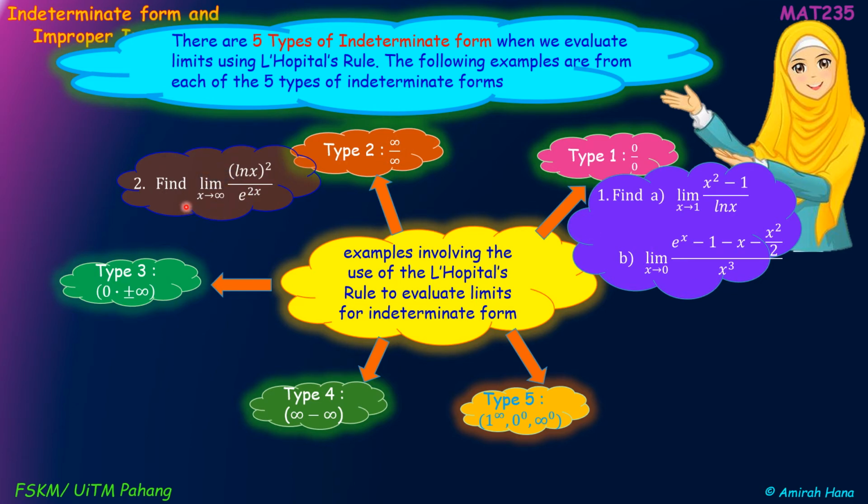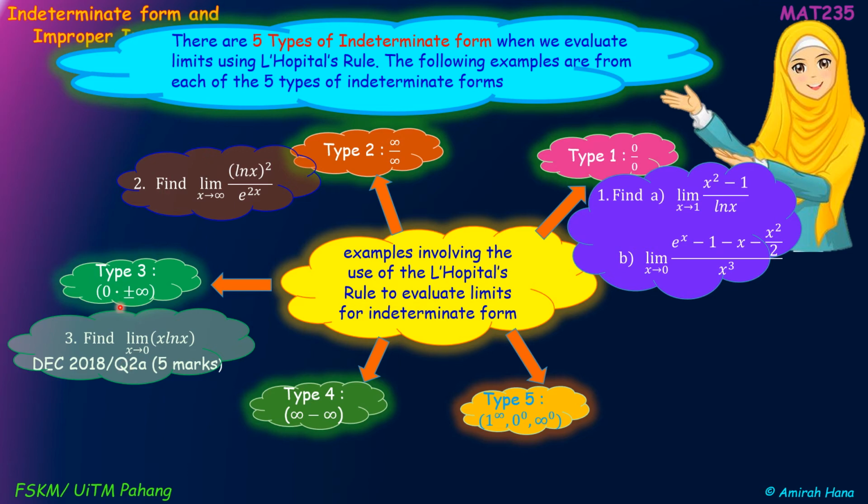And then for example under type 2, find limit x to infinity of ln x squared over e to the power of 2x. If we substitute infinity into variable x, we have infinity over infinity, which is under type 2. So we can use L'Hopital's rule.